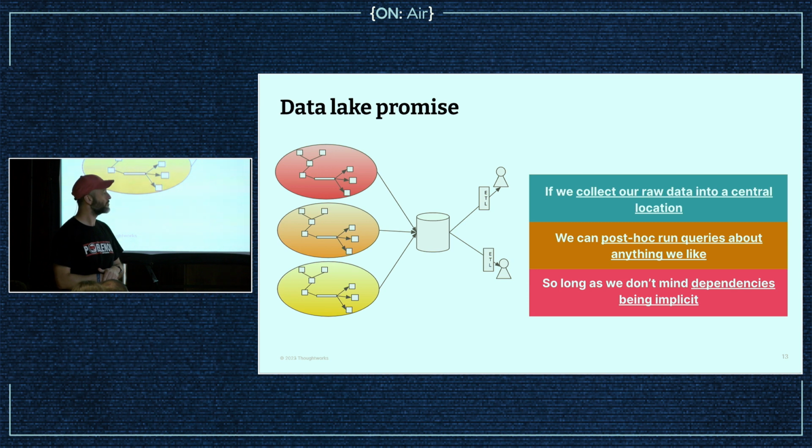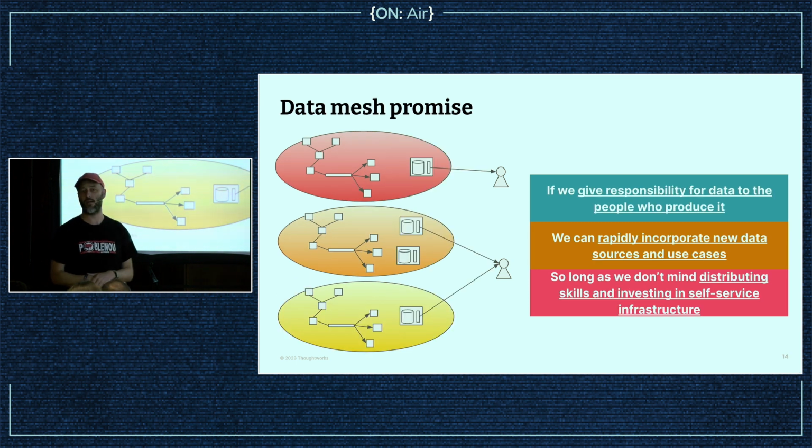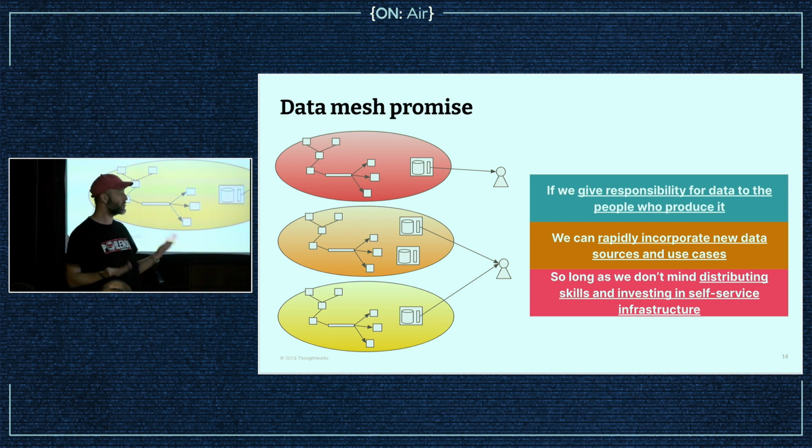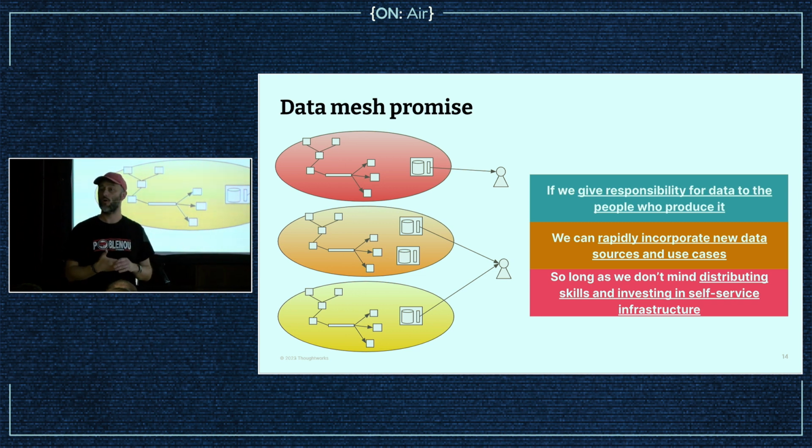Yeah. So why do we care about data mesh then? Well, if we give responsibility for the data to the people who are producing it, to actually care that they're not breaking things, to care about the people using it, we can more rapidly incorporate new sources of data, but also more rapidly incorporate the consumption of data as well.